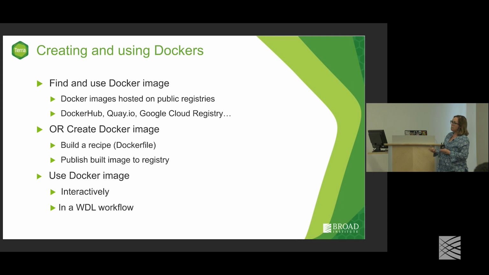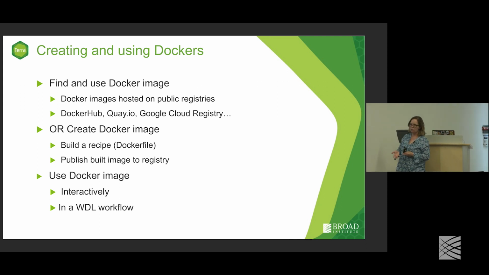So usually the first step of making a Docker image for yourself is to find a Docker image really similar to what you want to do. Say I want to do something in R and I need to add some special scripts. I just usually go grab the R base one. And then they're out there.